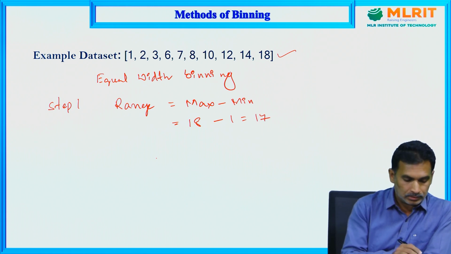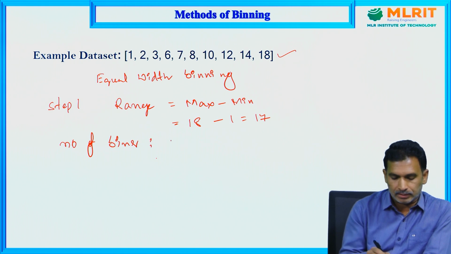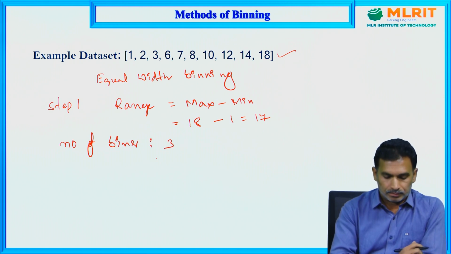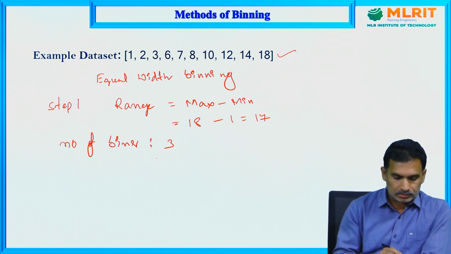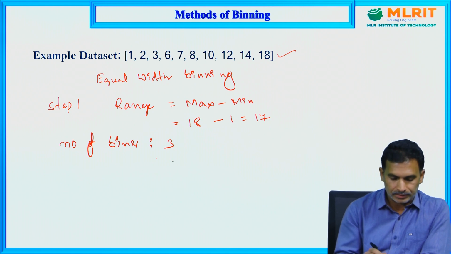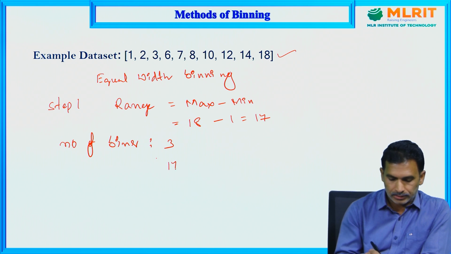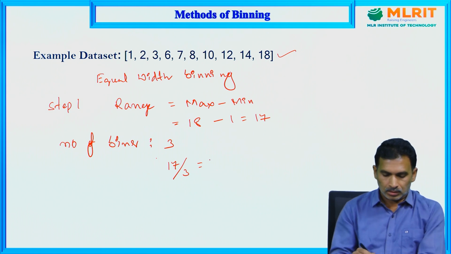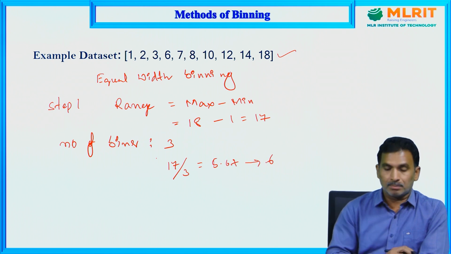Next, we have to decide the number of bins. Let us say we want to divide the data into 3 bins. In that case, each bin size would be decided as the range divided by 3, which is approximately 5.67, and we can round it to 6 for simplicity.